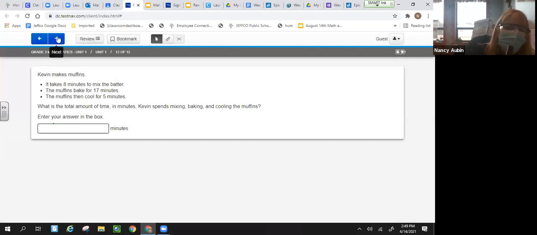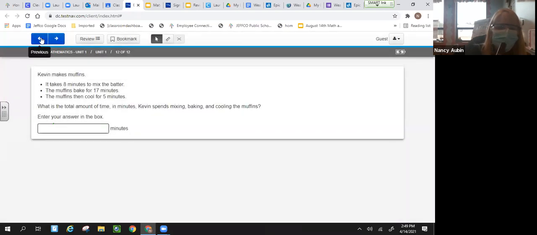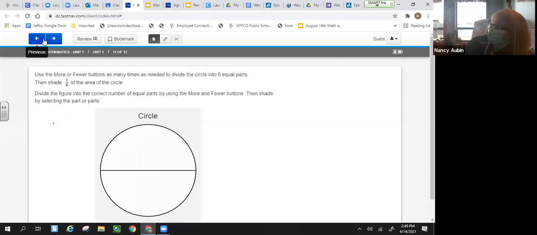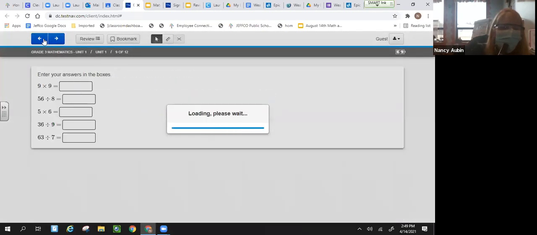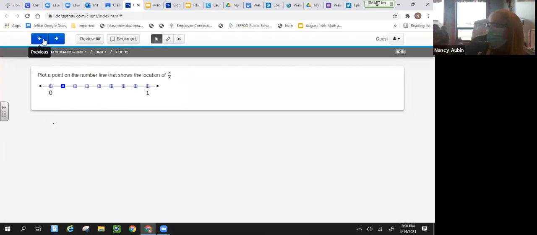This one's basic, follow the directions. Oh, there was a different one. I thought, that's funny, it's not there now. The one with the area, huh? How did that happen? There was one on area and it's not there.